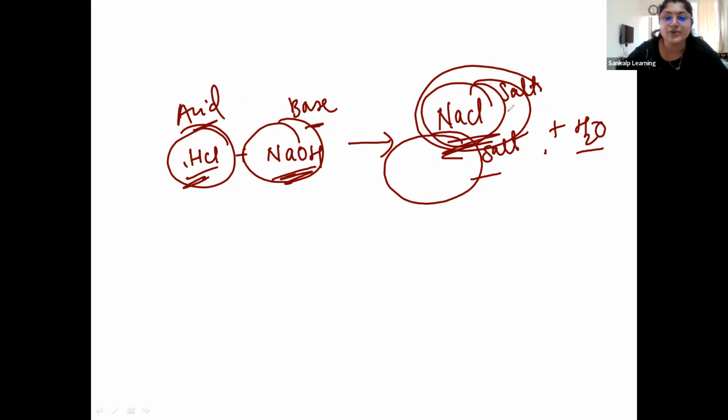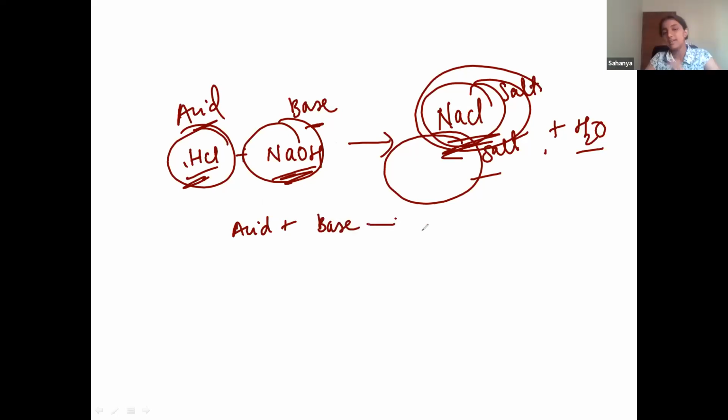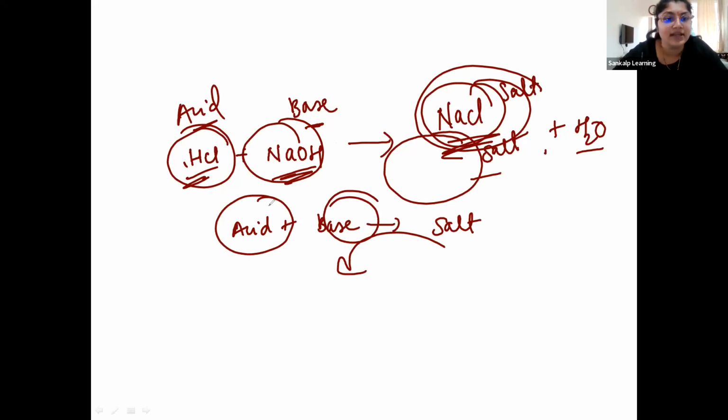So what is it showing? It is showing chemical changes. These chemical changes are also called chemical reactions, okay? And these are irreversible. Meaning what? Once the acid and base react and form salt, it won't turn back into the acid and base. You won't get them back. So they are said to be irreversible. Your original products cannot be obtained back.